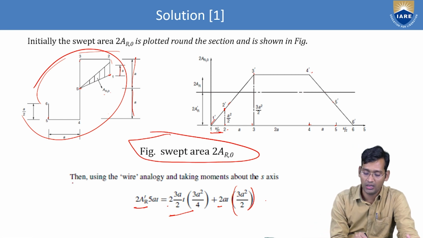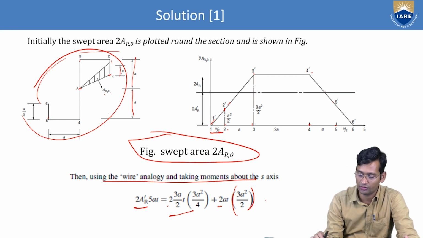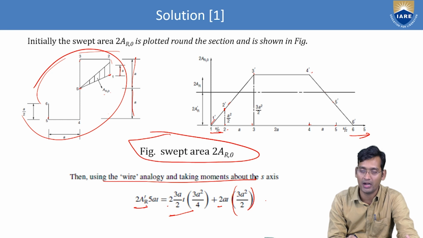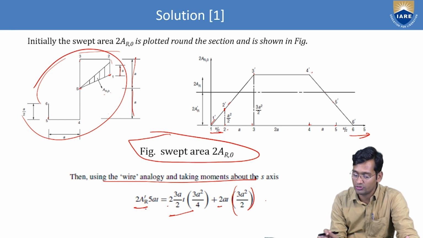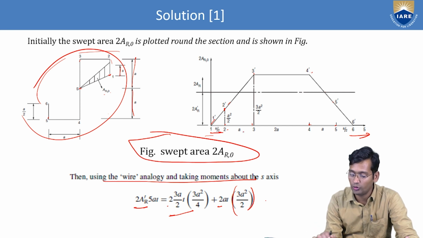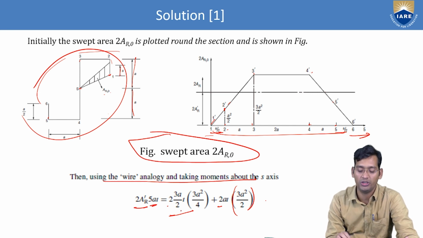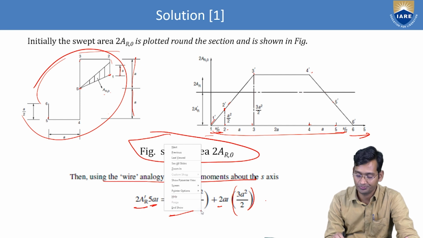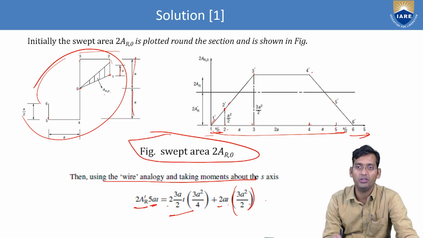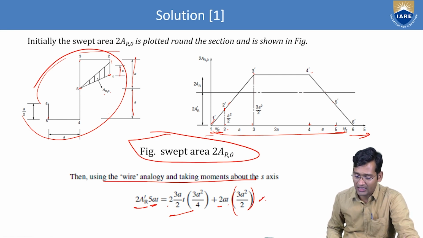Okay. Now, using the wire analogy, taking moment about the S axis, right? This S axis. So after that, 2AR dash into 5T must be equal to, because total is from here to here, that is 5, so that's 2a plus a, 4a plus a, and 5a, and a by 2, a by 2. So 5a into the thickness. So 2AR dash into 5AT is equal to 2 into 3A by 2 into T into 3A square by 4 plus 2AT into 3A square by 2, right? So this is the moment about the S axis.